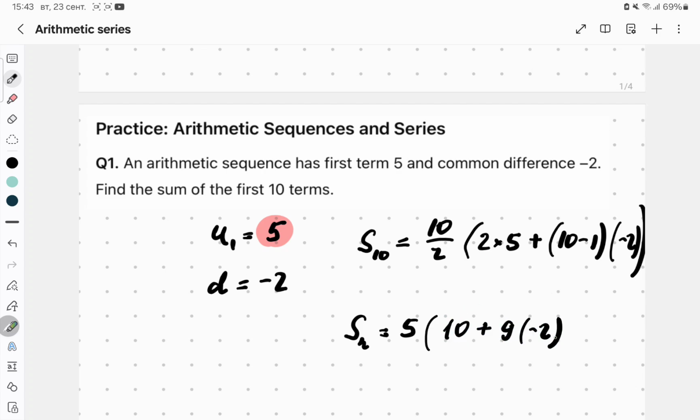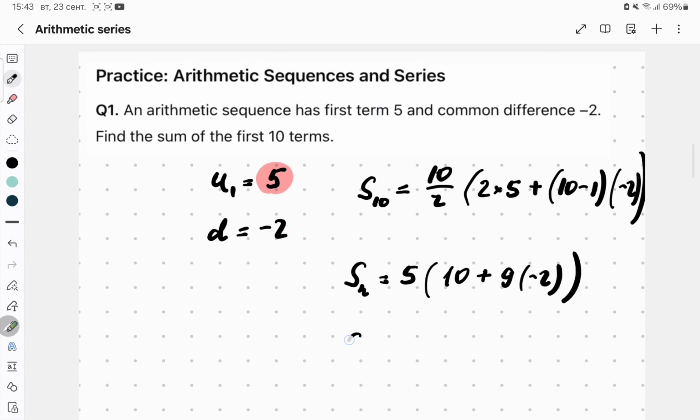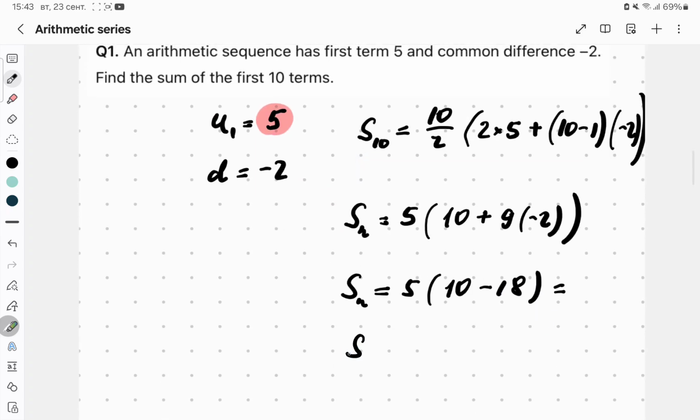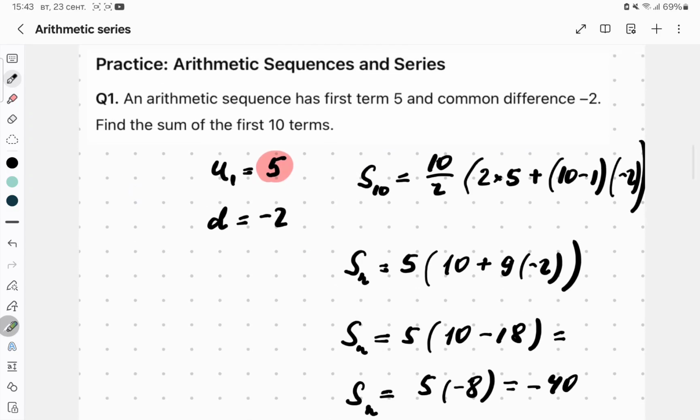9 times negative 2. Okay, so let's finish our calculation. So 10 minus 18, and 5 times negative 8 is equal to negative 40. Negative 40. Okay, so the sum of the 10 terms is negative 40.